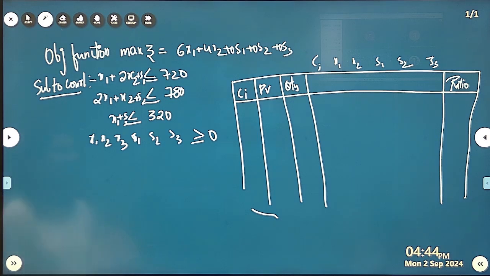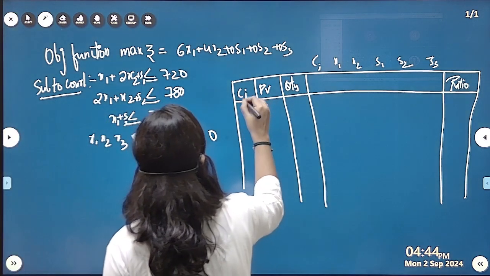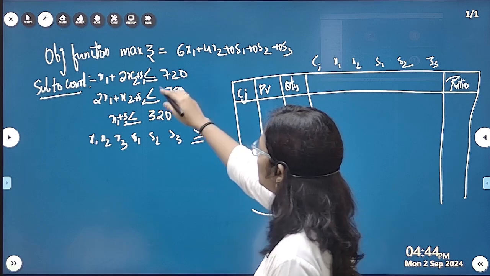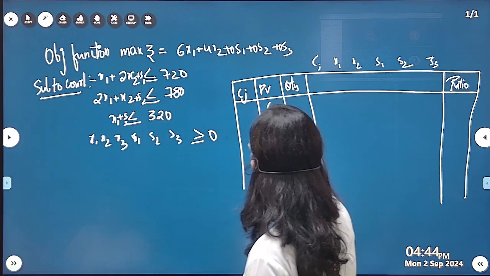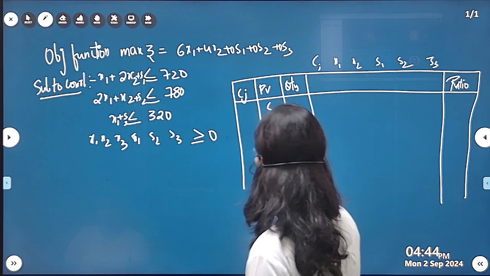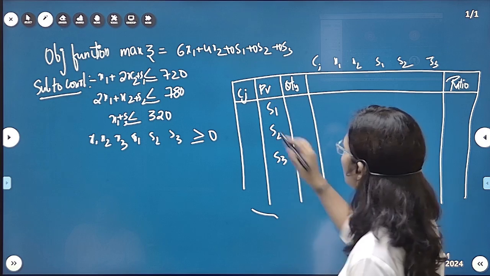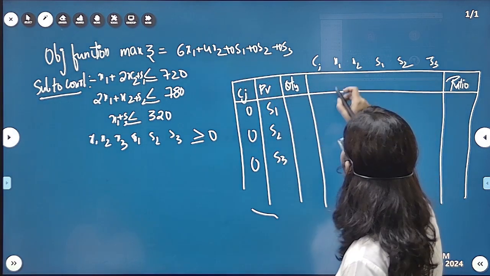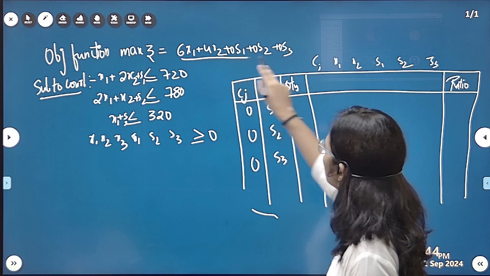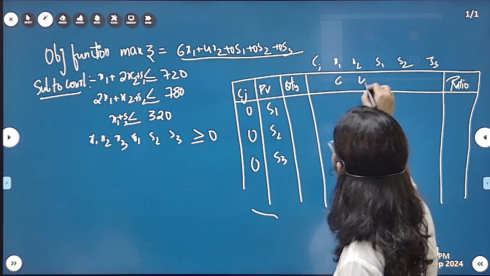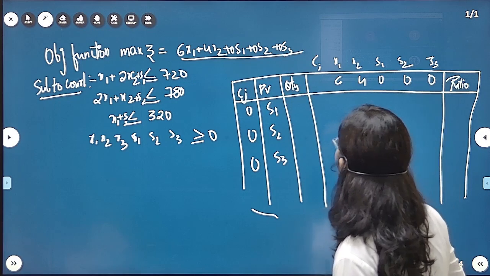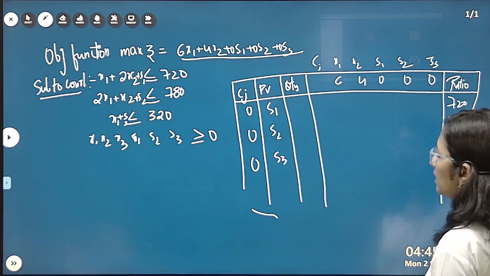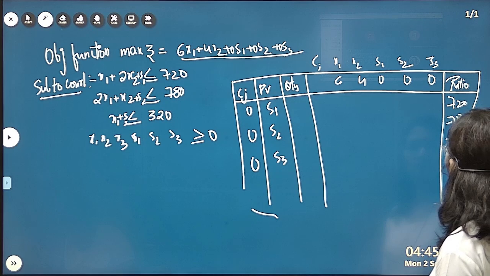So now what are the Cj values? What are the Cj values? 0, 0, 0. So what are the PV? S1, S2, S3 are the slack variables. Okay. So here its values are 0, 0, 0, 0. Here the x1 value is this one. We need to write this one. So 6, 4, 0, 0 and 0. So what's the quantity? 720, 780 and 320, right? Okay. So next tell me.